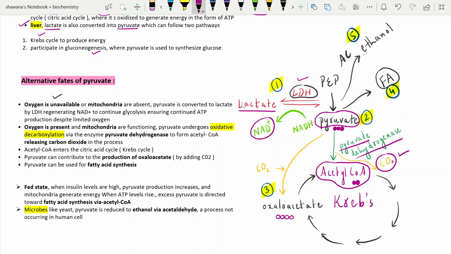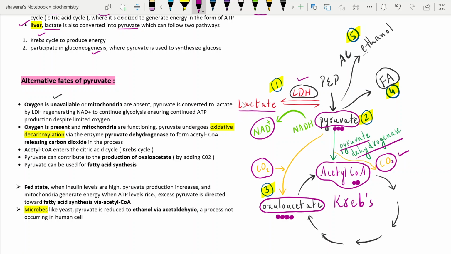The third is that pyruvate can also form one of the intermediates of the Krebs cycle, known as oxaloacetate. And oxaloacetate is a 4-carbon molecule, so from where does one carbon come? It will come through the utilization of carbon dioxide. Pyruvate combines with carbon dioxide and will form oxaloacetate.